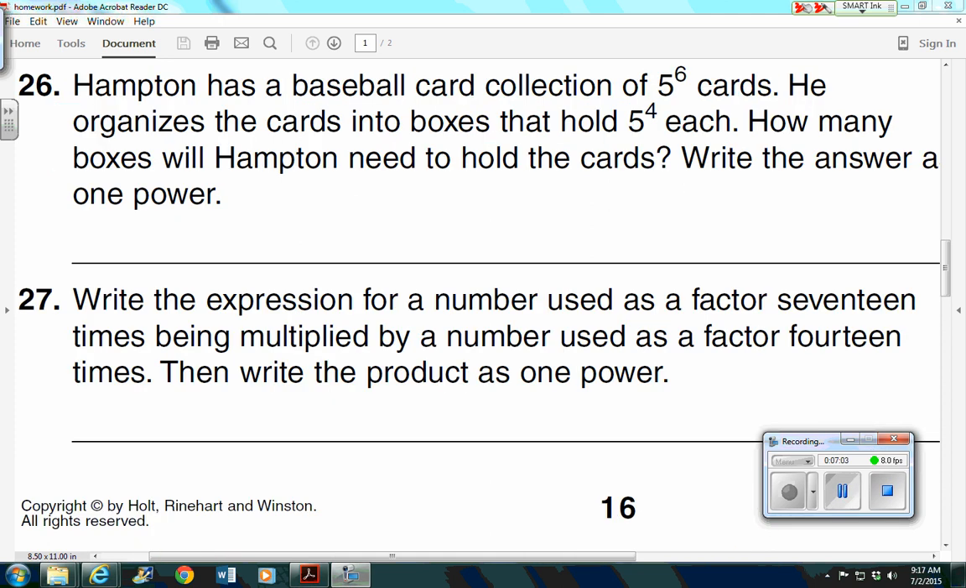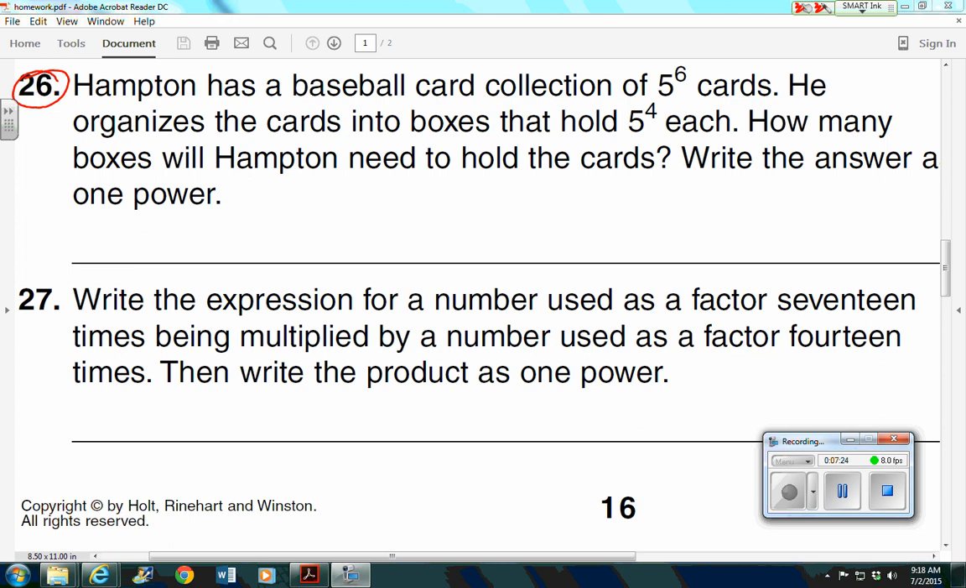Okay, and finally we've got a couple of crazy word problems here. Hampton has a baseball card collection of 5 to the 6th cards. He organizes the cards into boxes that hold 5 to the 4th each. How many boxes will Hampton need to hold the cards? Write the answer as 1 power.